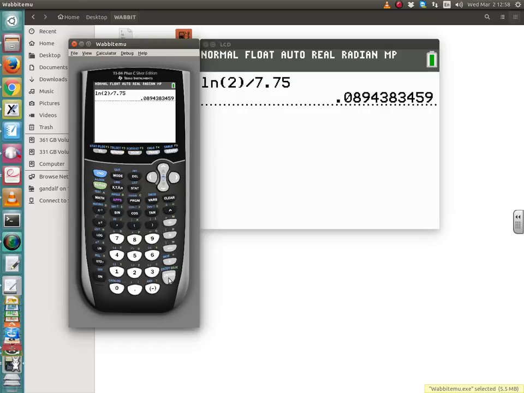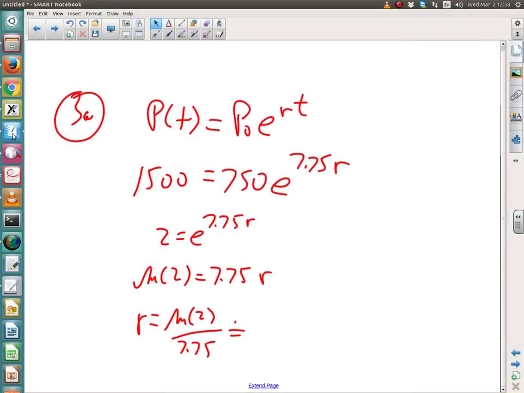The annual percentage rate for continuously compounded interest is 8.944%. There you go. That's part A.